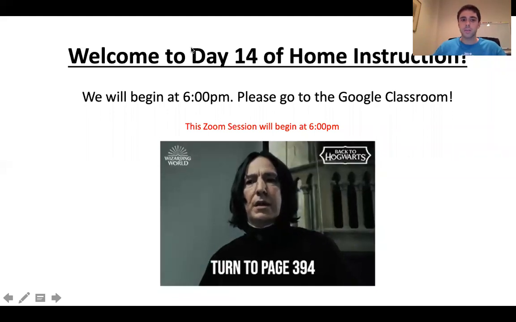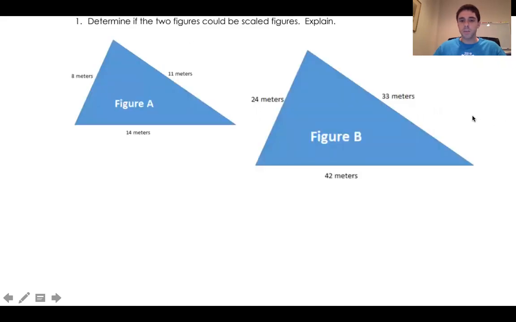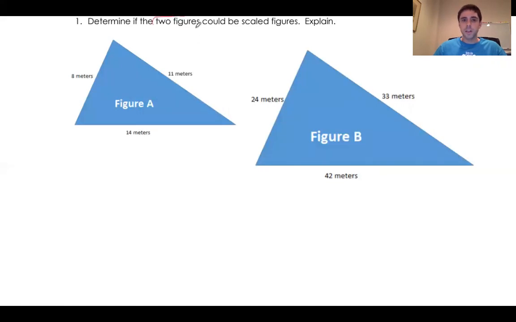Alrighty. Awesome, awesome, awesome. Welcome, everybody. So let's get this show on the road. Our first question says, determine if the two figures could be scale drawings, and you're asked to explain.